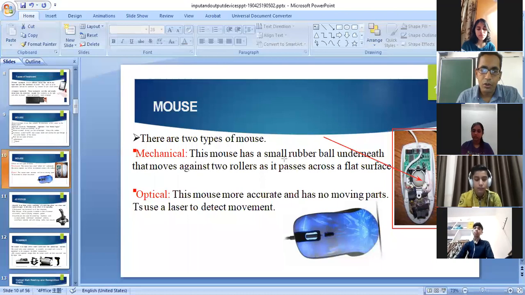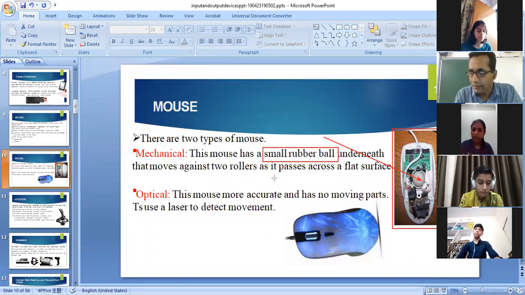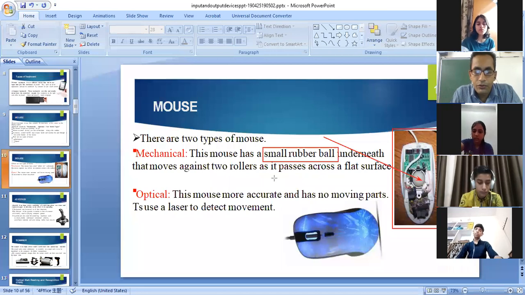Mechanical mouse has a small rubber ball that moves against two rollers, and the two rollers are across the x-axis and the y-axis. When the ball rolls over, it moves the rollers across the x-axis and the y-axis, and thus the cursor moves on the screen, and you are able to make an exact location with the help of this rubber ball. Then there's the optical mouse.